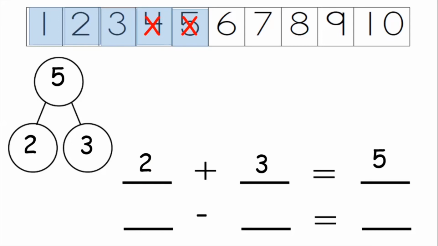Now, let's write a subtraction sentence to show what I did. 5 minus or take away. How many did I take away? 2. Which left? 3. 5 minus 2 equals 3. Boys and girls, I'm so proud of you.